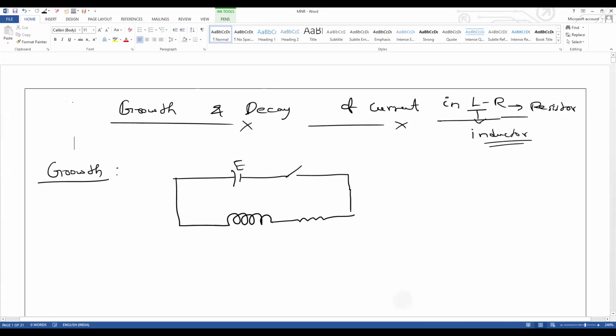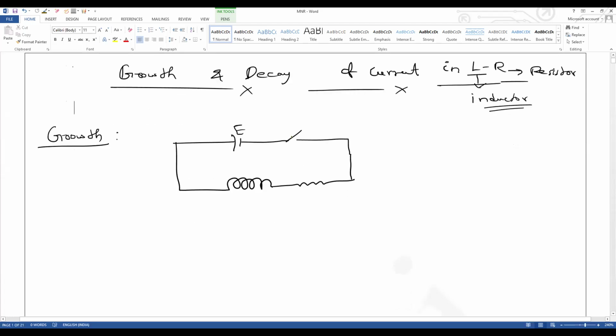So growth means the current is increasing. The inductor will oppose the change. So will the induced EMF oppose or support? Everybody speak loudly. Induced current will oppose or support, guys? Growth in current. So current is growing, I is growing. So will the induced EMF oppose or support? It will oppose. Growth means when the current is increasing, it will oppose the current.